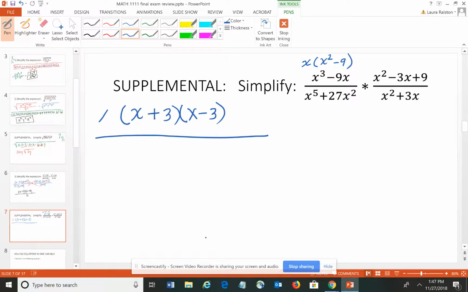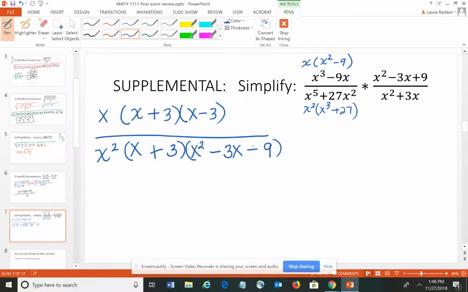In the denominator, I can factor out an x squared. If I factor out an x squared, I'm left with x cubed plus 27. X cubed plus 27 is the sum of two cubes, so we can factor it using the formula. To get x cubed, I would have x cubed. To get 27, I would have 3 cubed. We keep the plus sign. And then to get the second piece, we square the first term, which is x squared. We square the last term, which is 3. We multiply them together, and then it's always minus and plus.